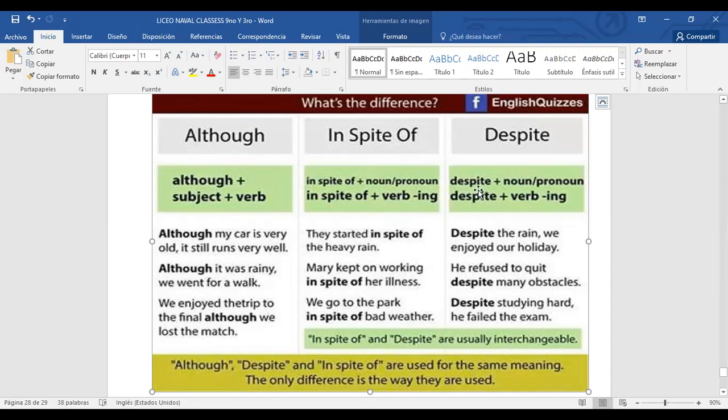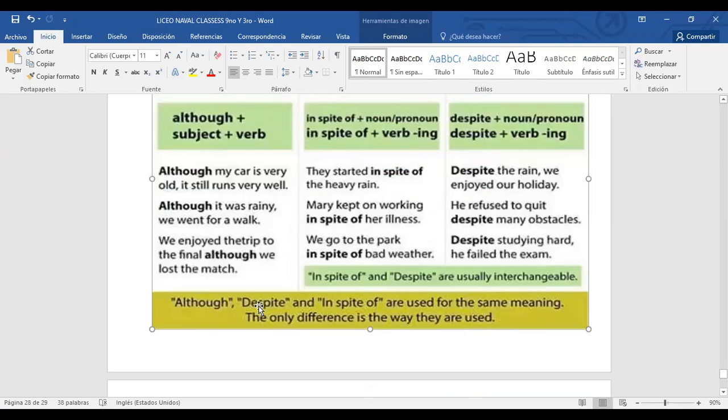Despite plus noun or pronoun, despite plus verb with ing. Despite the rain, we enjoyed our holiday. He refused to quit despite many obstacles. Obstacles. Yes. Despite studying hard, he failed the exam. He failed the exam, exactly. Yeah, in spite of, continue again. In spite of and despite are easily interchangeable. Although, despite and in spite of are used for the same meaning. The only difference is the way they're used.